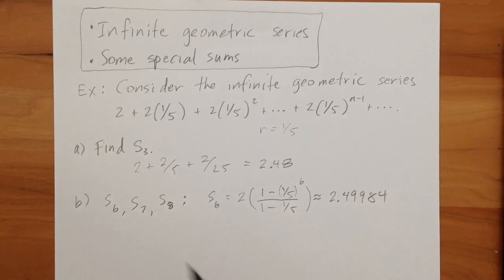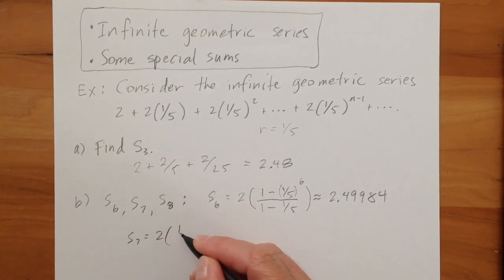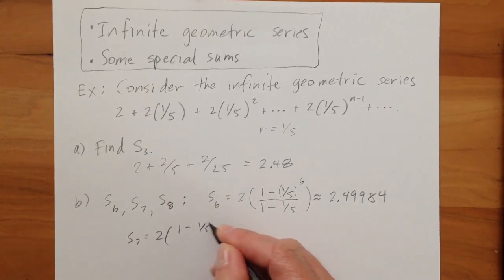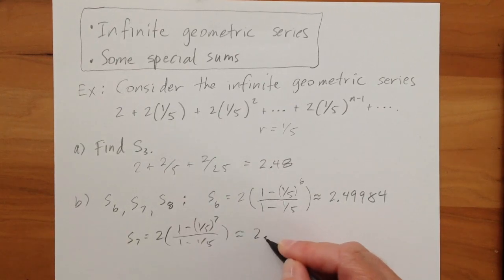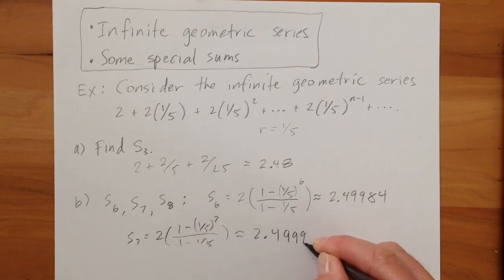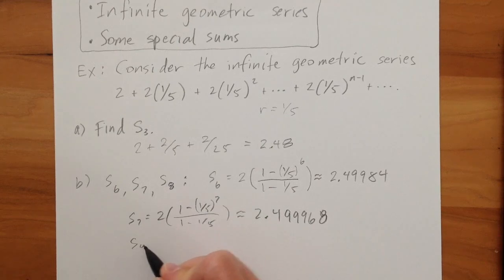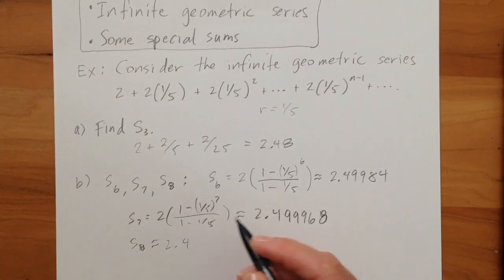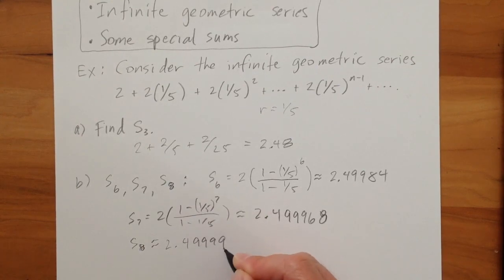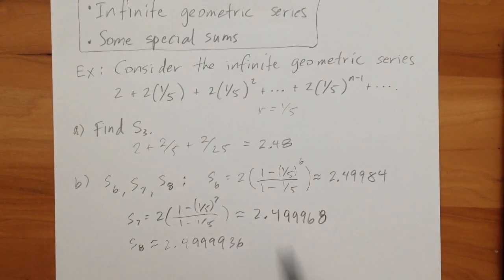Okay, so s sub 7 is going to equal 2 times 1 minus a fifth to the power of 7 over 1 minus a fifth. And that's around 2.49998. And then finally, s sub 8 is going to be around 2.4999936. Okay, so let's take a look at what this means.